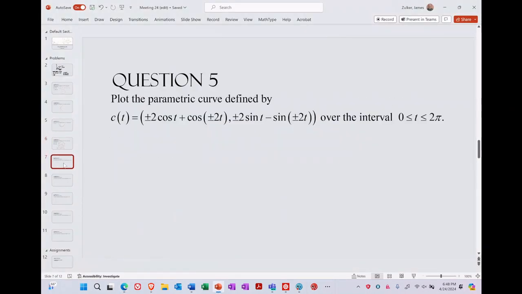Now we get into the really interesting ones. So we're going to plot two different curves. One where all the plus minuses are plus, and then one where all the plus minuses are minus.